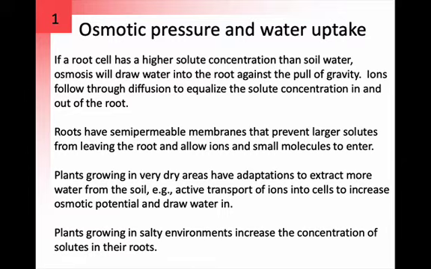And if they grow in salty environments, they will have to increase the concentration of solutes in their roots to a point that exceeds the concentration of salt outside the roots. So plants may have to manipulate the solute concentrations of their roots to achieve water absorption and nutrient absorption.